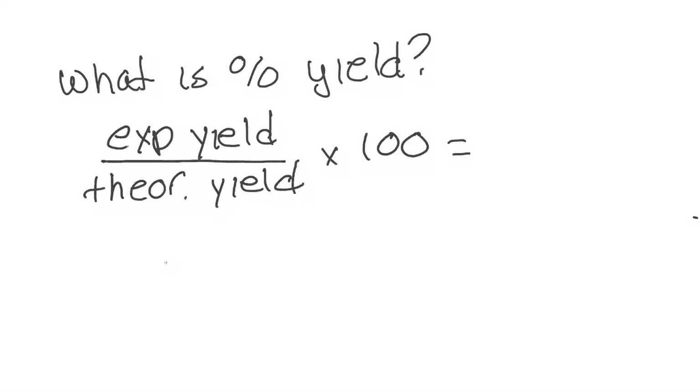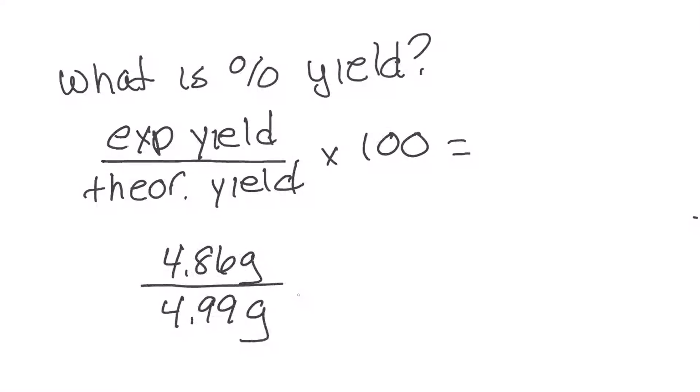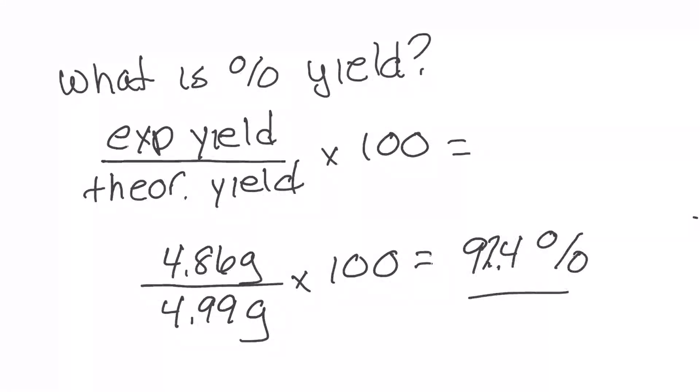So the experimental yield was 4.86 grams. The theoretical yield was 4.99 grams. And I multiply that by 100, and I get 97.4%, which is actually pretty good yield. It's less than 5% error. Actually, it's less than, it's a 7 here, less than 3% error. So I did a pretty good job with this experiment. I get a yield of 97.4%.